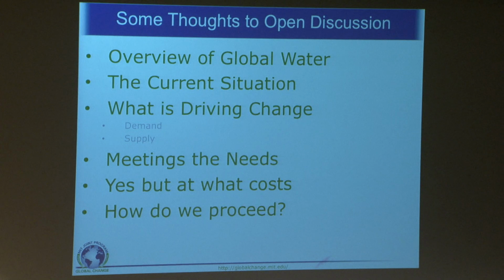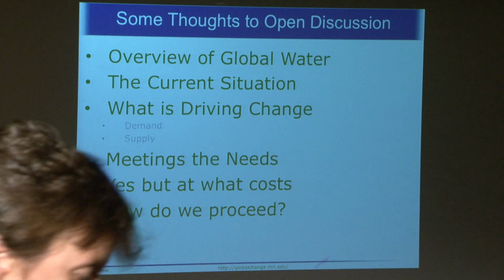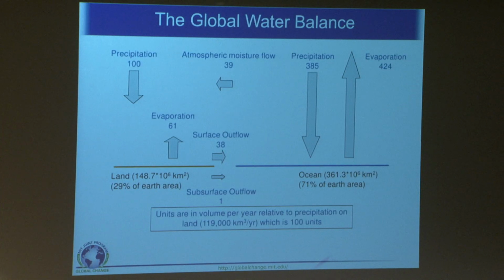What I want to go through is we're going to look at the global water problem, the scale at that level. Look at the current situation, and then talk about what's driving change as we're looking at water. Driving change in demand, driving change in supply. And then how are we meeting these needs? Are we? Yes, but at what cost? And then how do we proceed? That's the framework I want to look at today. And I'm hoping we'll still have some time at the end for some questions.